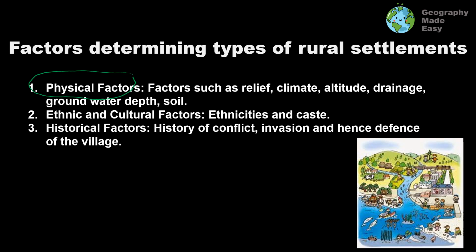Historical factors can also play an important role in determining the type of settlement, such as history of conflict and invasion, which determines whether it's a compact settlement or a dispersed settlement. Usually, in places which have faced a lot of invasion in the past, the villages tend to be compact. Sometimes there's a boundary wall around the village protecting it from foreign invaders, so the invasion has determined what kind of settlement will be formed in that particular area.